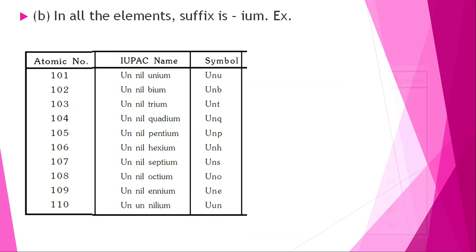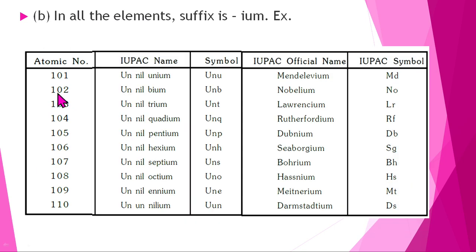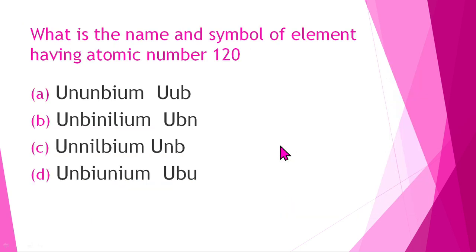As you see on the screen, the names for 101 to 110 are written here, the IUPAC names and symbols. These are the IUPAC systematic names, and these are not the proper names; these are the official and common names. And in this table, these are the proper names. So in this way, this is the IUPAC symbol and this is the normal symbol. Clear?